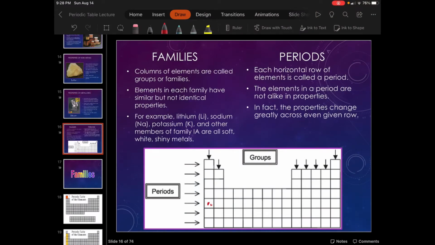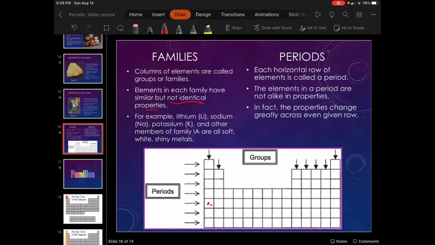Families and periods. In this section, we're going to learn about how those families and periods actually help us to tell certain things about the elements on the periodic table. So families, columns of elements are called groups or families, okay? Elements in each family have similar but not identical properties.